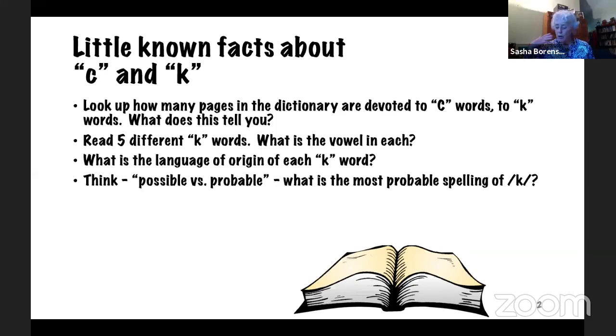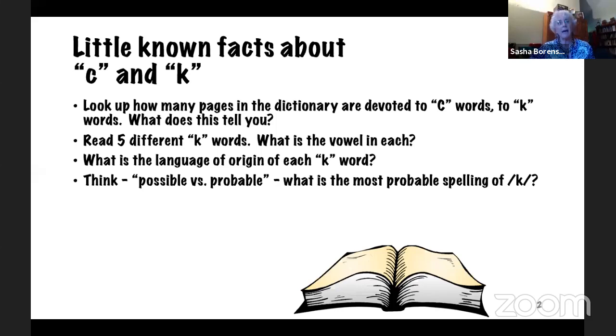So what you see is that many of the words that we have are words that have I, E, or Y as the vowel, but also K words have a lot of foreign origin that we've just taken the sound and spelled it with a K.